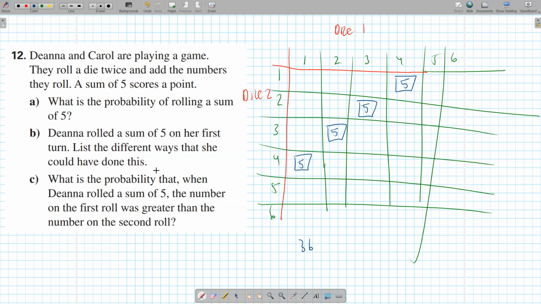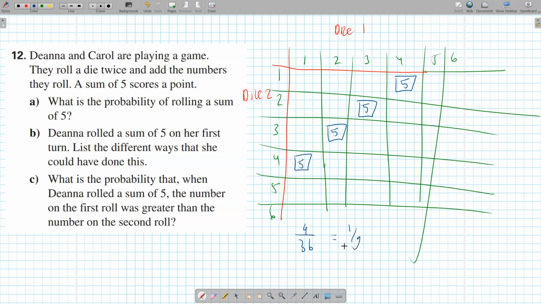Look at A. What's the probability of rolling a sum of 5? Is it 4? Yeah, it is 4. What does that reduce to? 4 out of 36. 1/9. Yeah, that is right. 1/9.